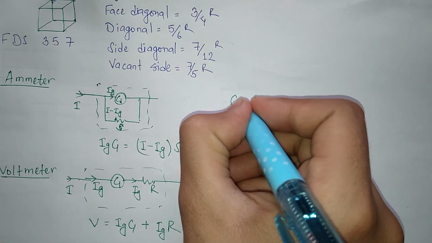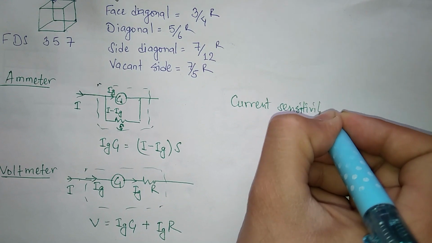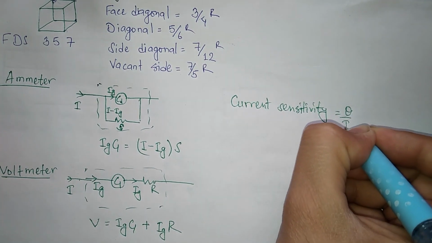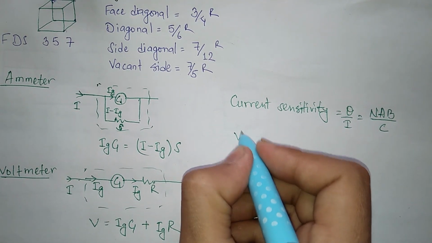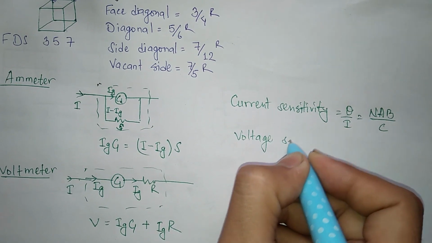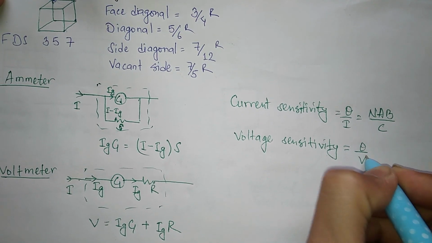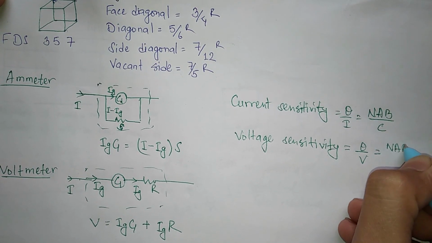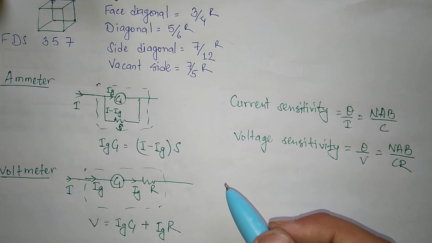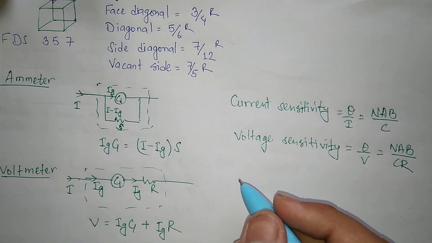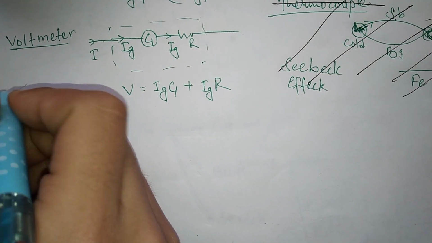Now talking about current sensitivity. Current sensitivity, theta by I, is equal to NAB by C. Voltage sensitivity is equal to theta by V, which means NAB by CR. Values will be given in the question, and you just have to solve using the formula. And then we will now discuss the thermocouple.